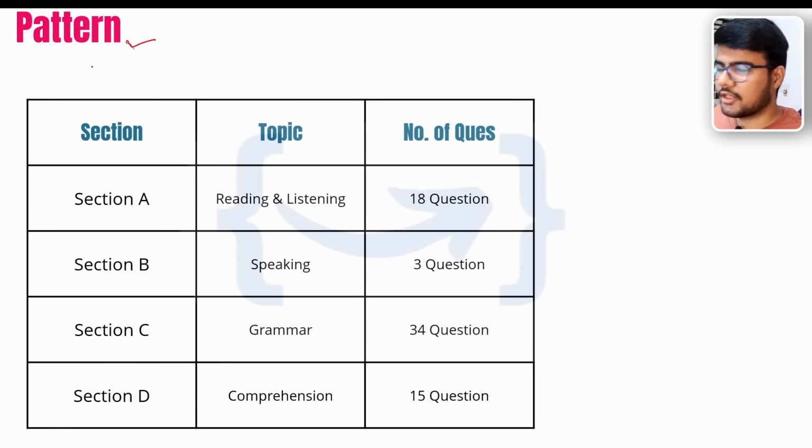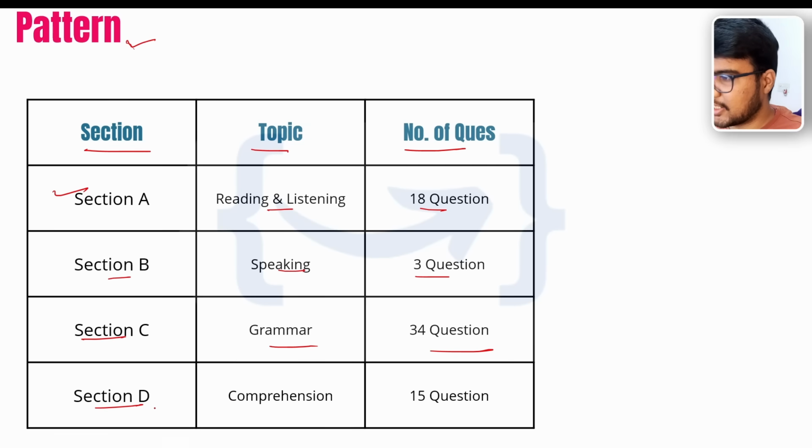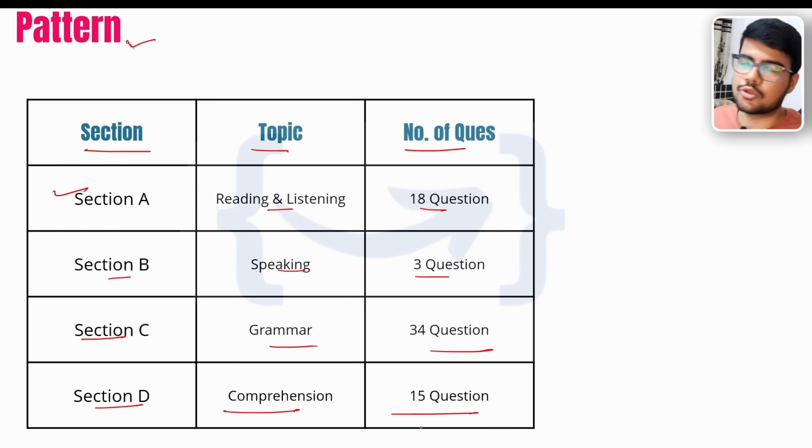So we have the pattern in front of our screen, which is section, topic and number of questions. You can see section A, reading and listening, 18 questions would be there. Section B, speaking, and 3 questions would be there. Section C, grammar, 34 questions. Section D, comprehension, and 15 questions would be there.